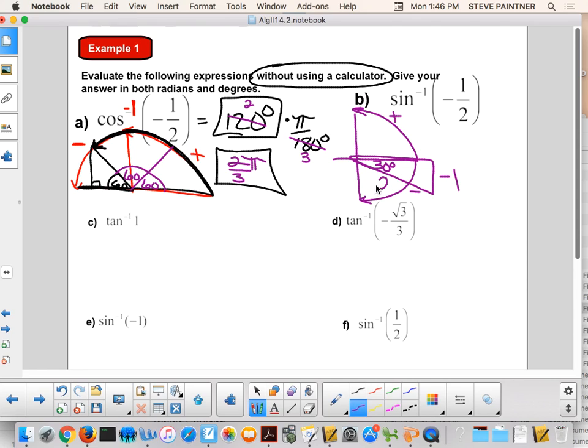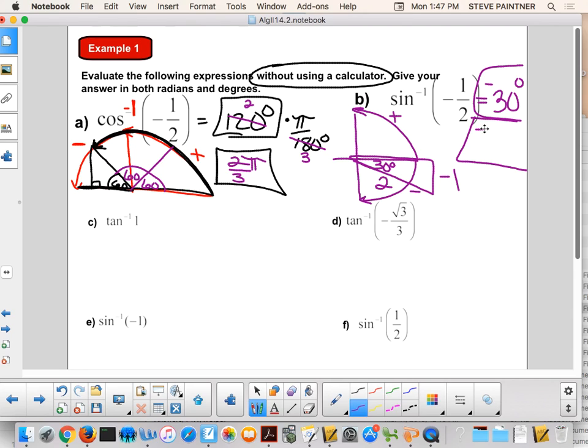Yeah, and the hypotenuse? 2. So doesn't this work? Sine of negative 30 is negative 1 over 2. That's what they're asking me. 30 degrees, negative, in radians.